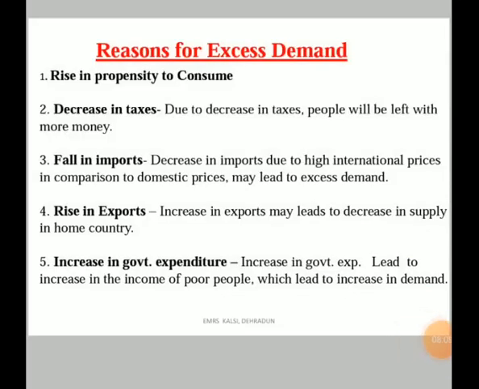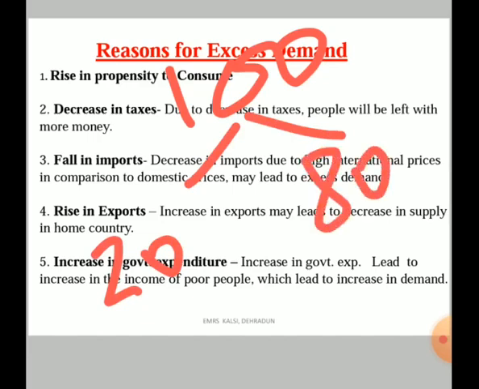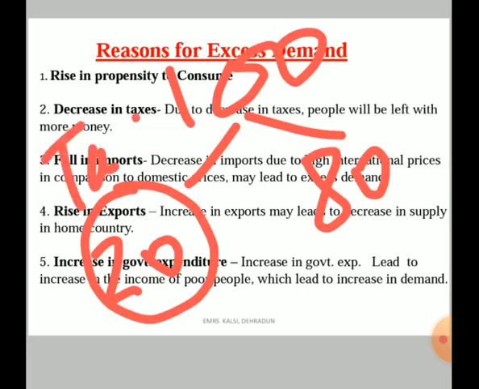Now the second reason is decrease in taxes. How can low taxes increase the demand? Let us see an example. Due to decrease in taxes, people will be left with more money. If people were earning 100 rupees, out of that they were giving 20 rupees as tax and were left with 80 rupees for their consumption.